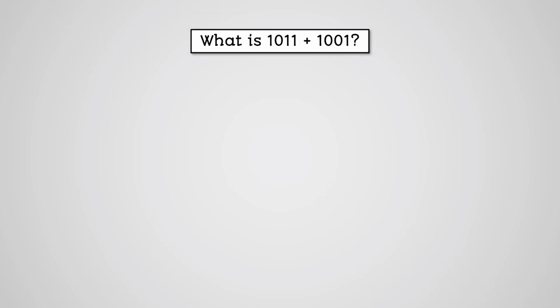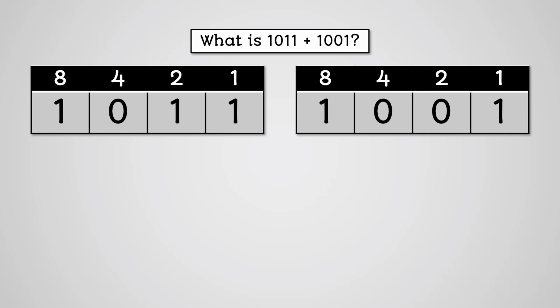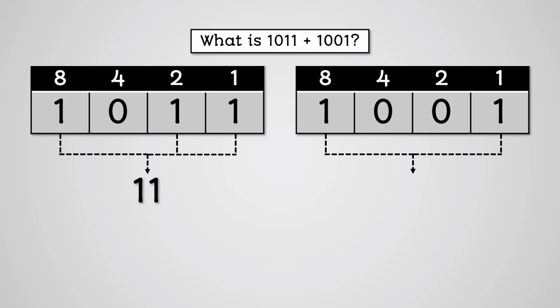There is another way of checking your work. That is to convert your binary numbers to decimal, add them, and then convert your answers back again. Say you wanted to add two numbers, 1011 and 1001. The first thing you do is to find the decimal values of these two binary numbers. The decimal value of the first number is 11, 8 plus 2 plus 1. The decimal value of the second number is 9, 8 plus 1.